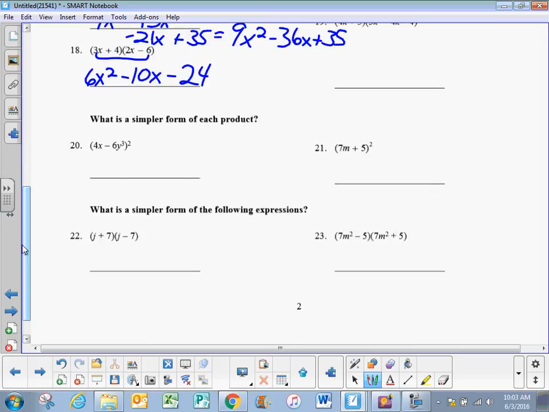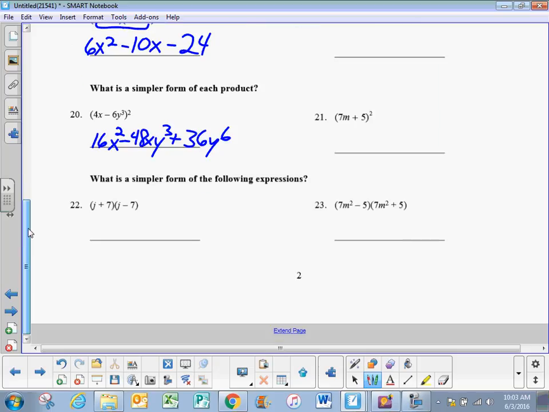Here, the pattern is first squared, last one squared, and then the middle, which would be 24xy cubed, doubled. Wait, for 16x, would be 16x squared? Yes, thank you. 22, j squared minus 49 because it's the sum and difference of squares. Notice the only difference is the sign, everything else is the same, so the middle terms will cancel. Wait, what?